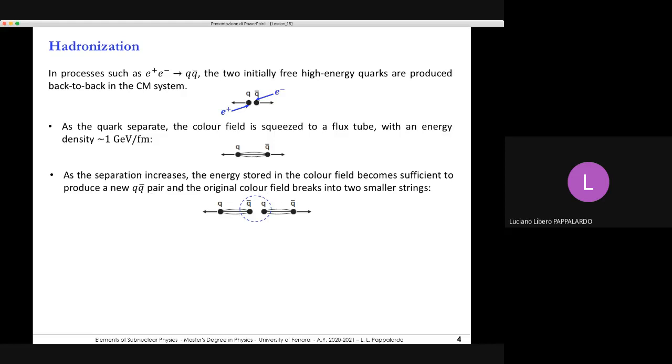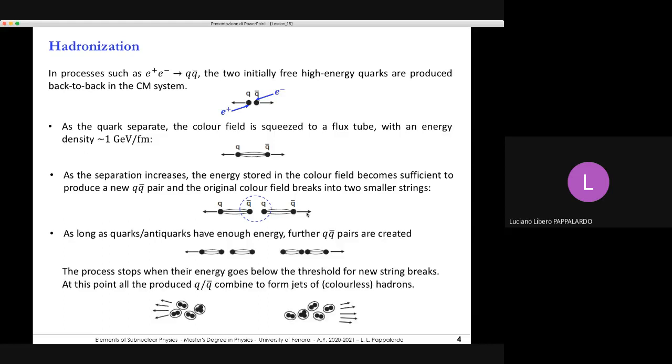And in this process, the original color field breaks into two smaller strings, okay? So if the energy of this quark-antiquark pair is sufficiently large, as soon as they get far away, the string breaks and a new quark-antiquark pair is formed. But now we have two new strings, okay? And the process, of course, continues, okay? As long as quarks and antiquarks have enough energy, further quark-antiquark pairs are created in this way. This is a pure perturbative process, QCD perturbative process.